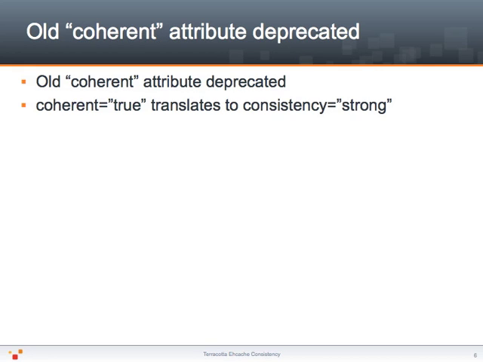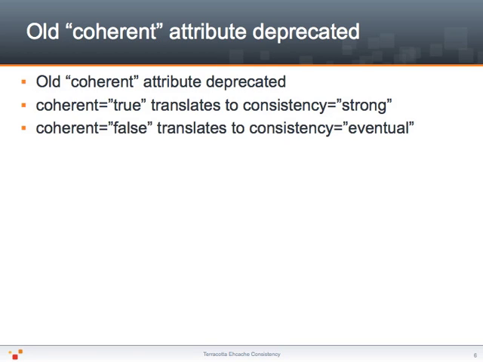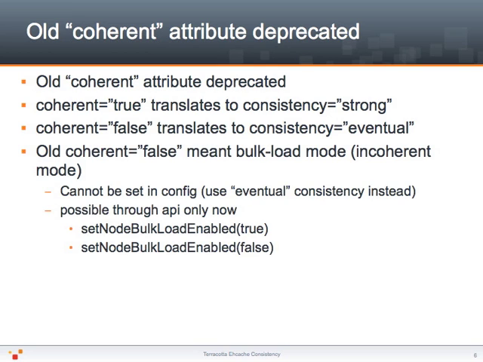For apps already using the old coherent attribute, coherent equal to true will translate to consistency equal to strong, which behavior-wise is the same thing. And coherent equal to false would translate to consistency equal to eventual. Coherent equal to false used to mean bulk load mode, which is now no longer possible to set in the config but can be enabled through APIs only now.